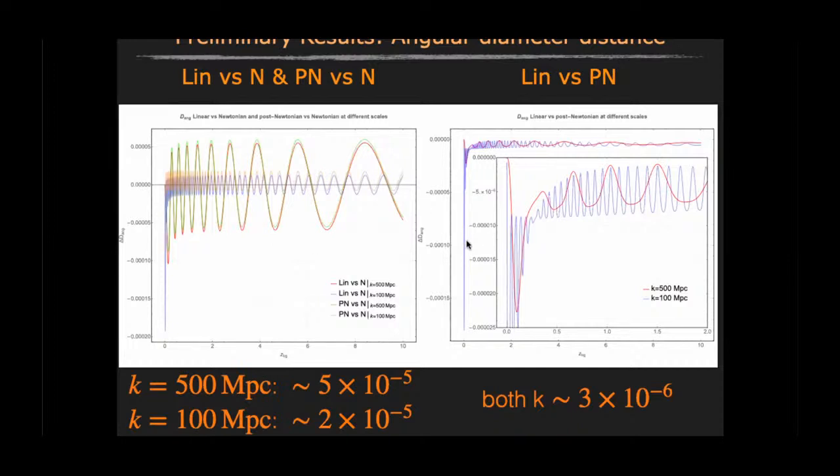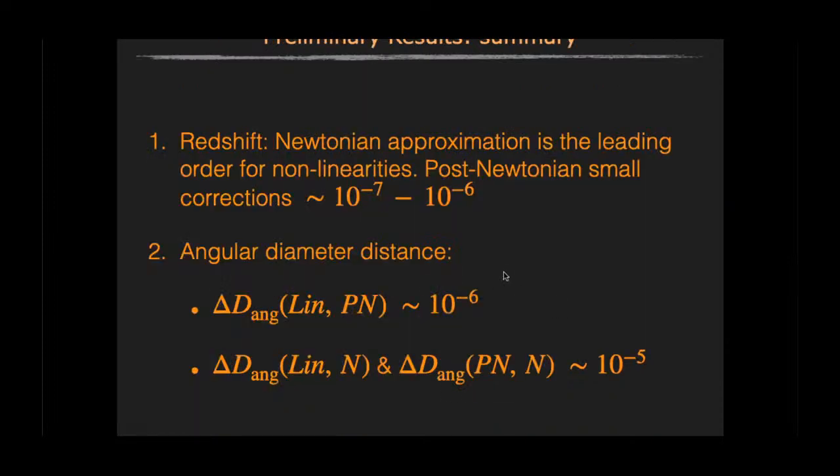But more importantly, we can see that the variation linear versus post-Newtonian is at least one order of magnitude smaller than the other two variations. From this, we can conclude that the post-Newtonian angular diameter distance is much closer to its linear approximation than to the Newtonian one. So we can summarize the results by saying that for the redshift, the Newtonian approximation is the leading order for the nonlinearities, while for the angular diameter distance, the Newtonian one differs by 10 to the minus 5 from the linear and the post-Newtonian angular diameter distance.